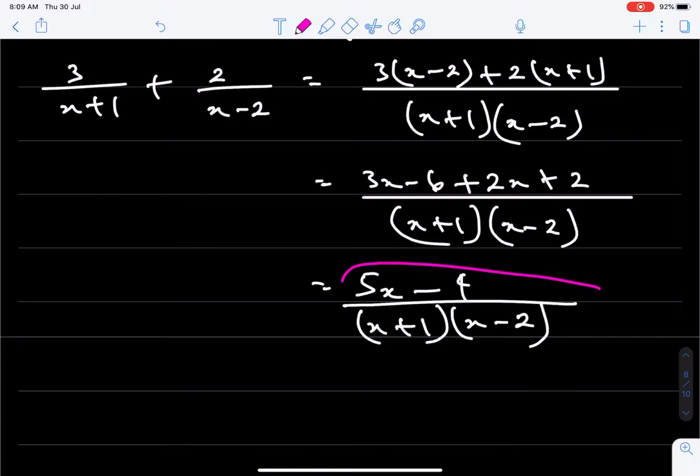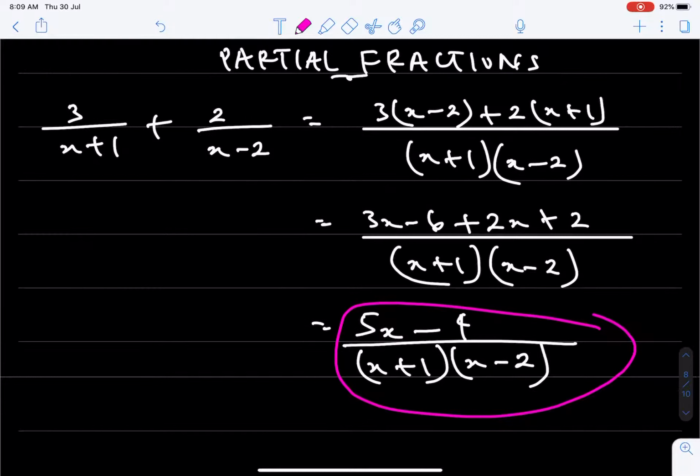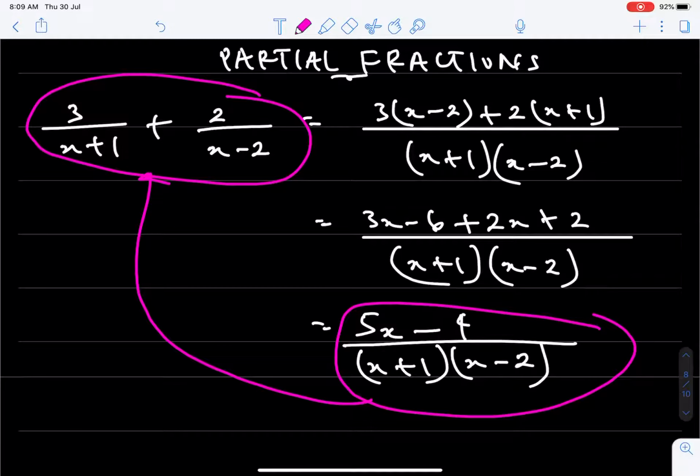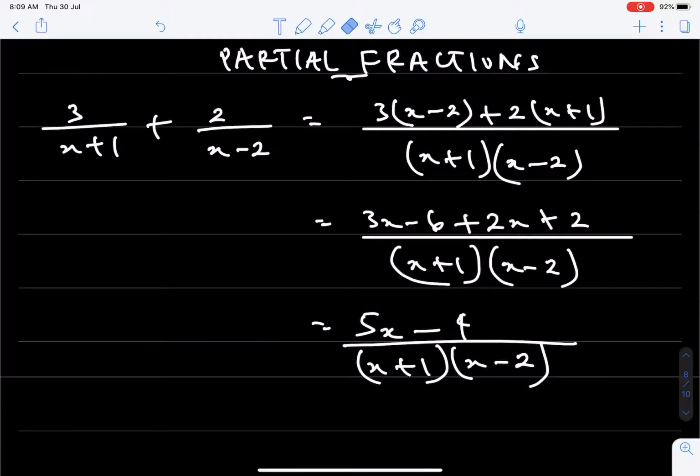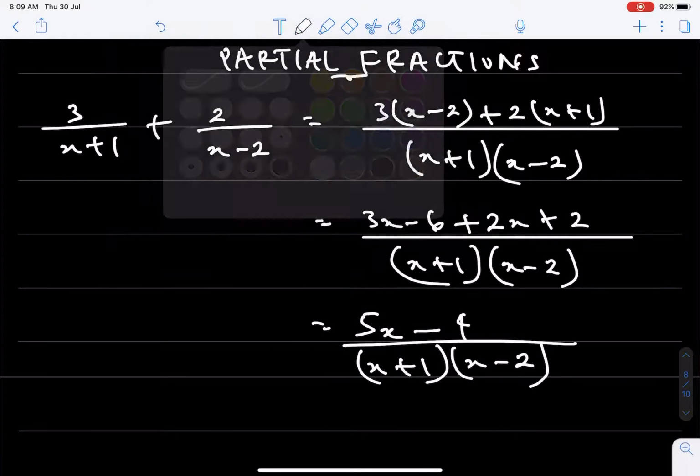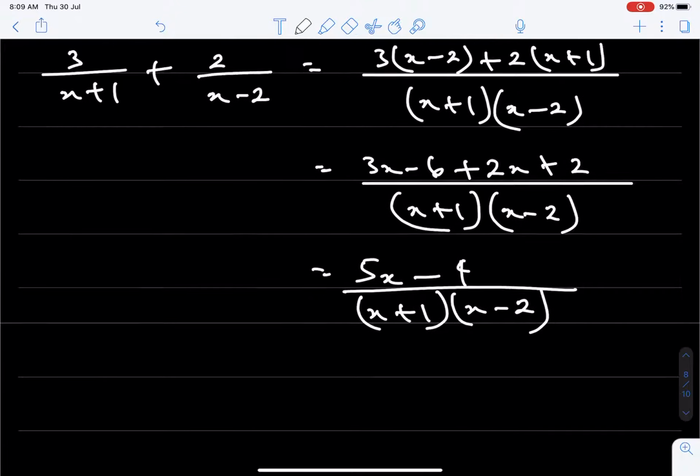This is a single fraction which splits into these two simpler fractions. So the process of splitting single fractions into simpler fractions is what the concept of partial fractions is about. So what we'll be doing here is splitting single fractions into simpler fractions. Now let's go.